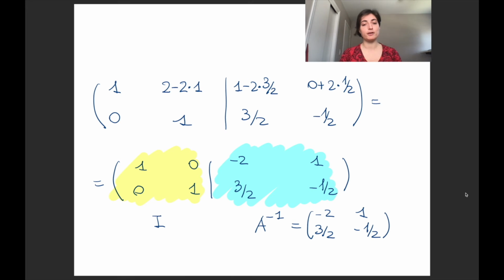So this simplifies away, and we have 1, 0, 0, 1 on the left of our bar, and on the right we have minus 2, 1, 3/2, and minus 1/2. And that is the inverse of our matrix A.